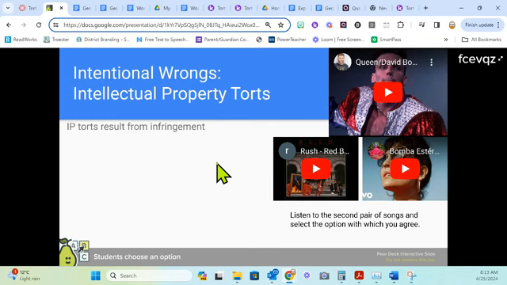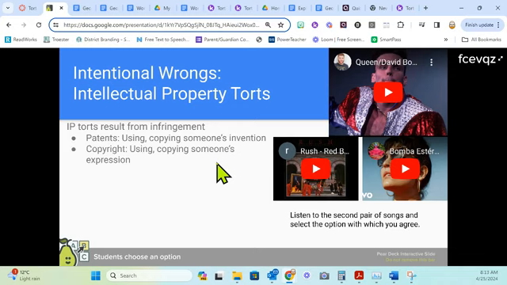Intellectual property torts result from something called infringement. And infringement, what it looks like, depends on what kind of property law we are talking about. If it's patents, it's either copying someone's invention and producing it, or using their invention without paying them for licensing. Copyright violations involve using or copying someone else's expression without their permission and without paying for it.